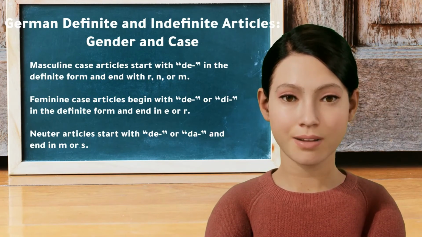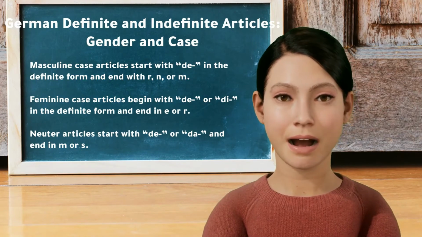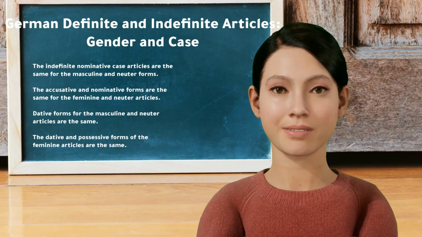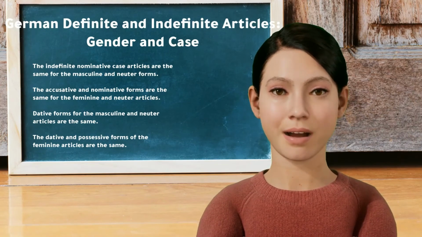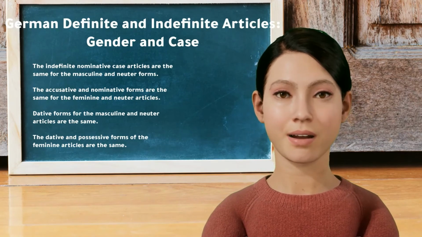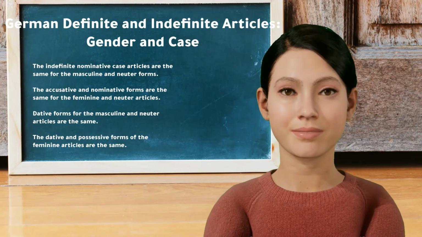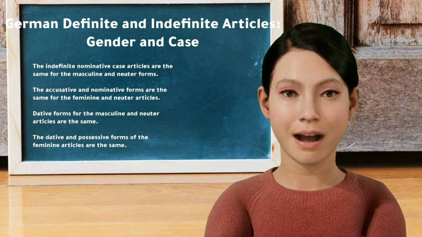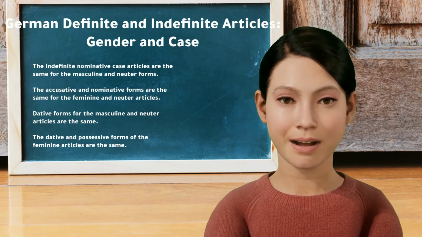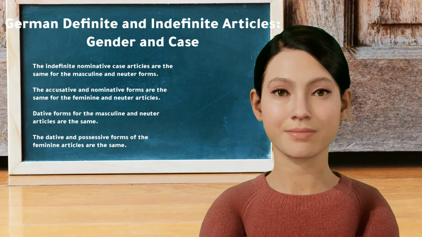Each case also has characteristics that can help you become more familiar with the patterns. The indefinite nominative case articles are the same for the masculine and neuter forms. The accusative and nominative forms are the same for the feminine and neuter articles. The dative forms for the masculine and neuter articles are the same. The dative and possessive forms of the feminine articles are also the same.